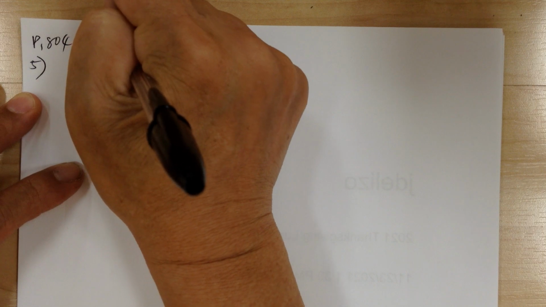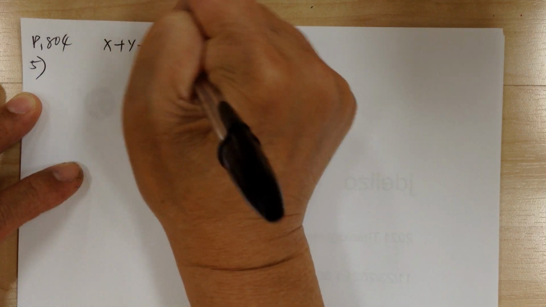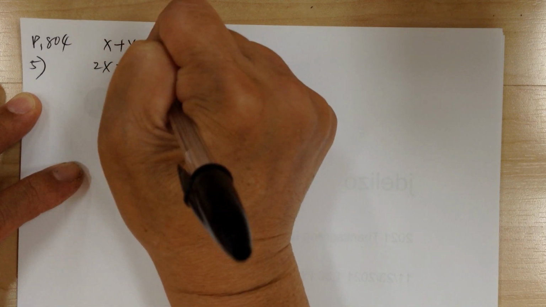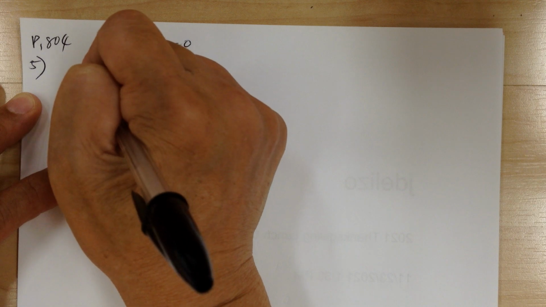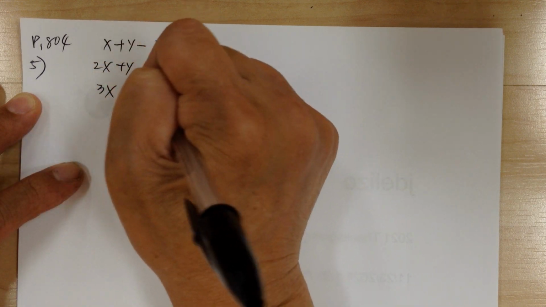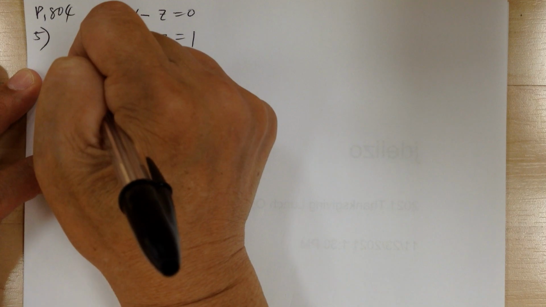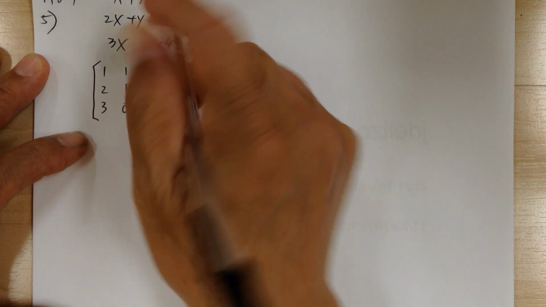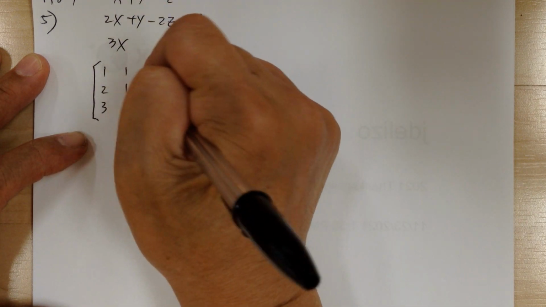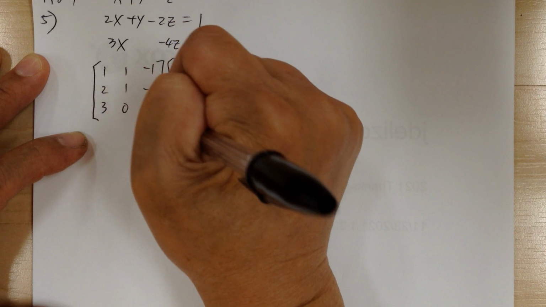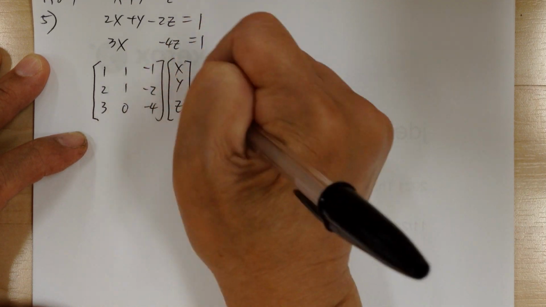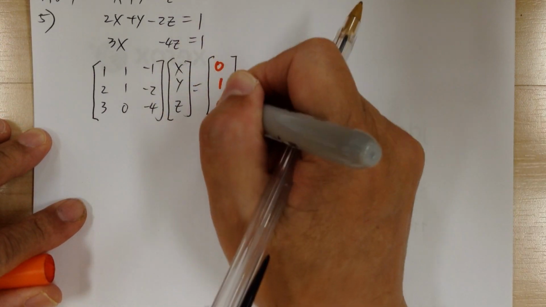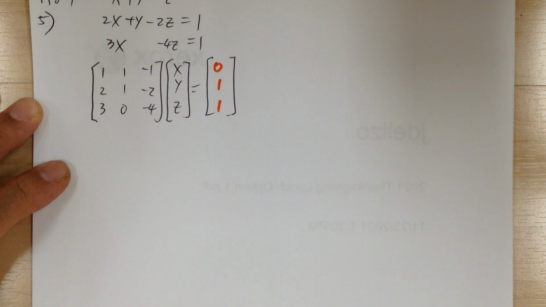Okay, so you've got x plus y minus z equals 0. You've got 2x plus y minus 2z equals 1, and you've got 3x minus 4z equals 1. Okay, so let's go and write our matrix. So it'd be 1, 2, 3. Then 1, 1, 0, where nothing is 0. Then negative 1, negative 2, negative 4. Times x, y, z, and this will equal the matrix of 0, 1, 1.